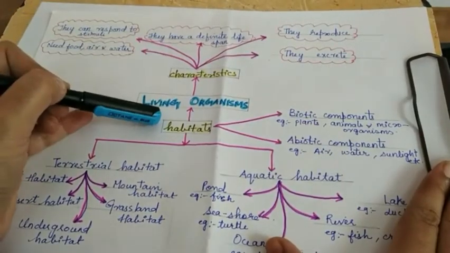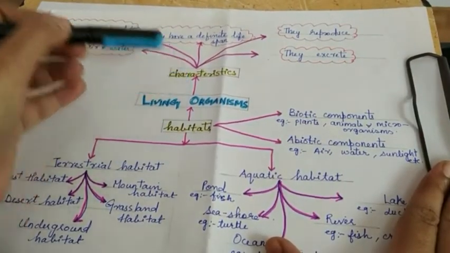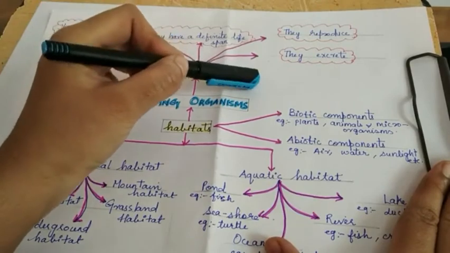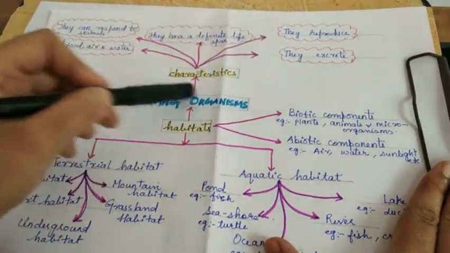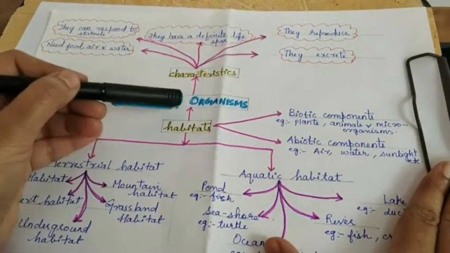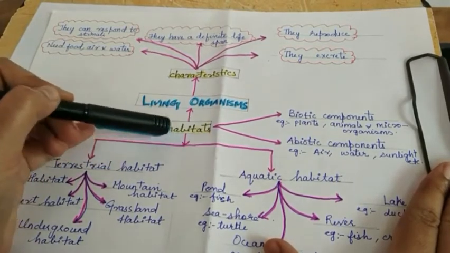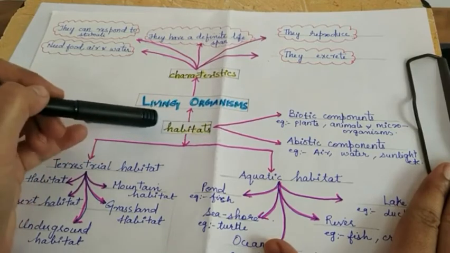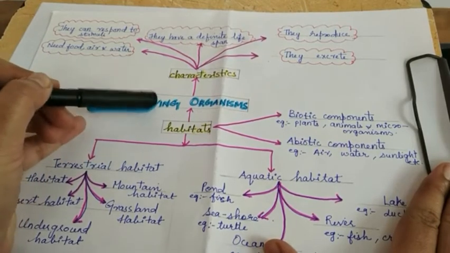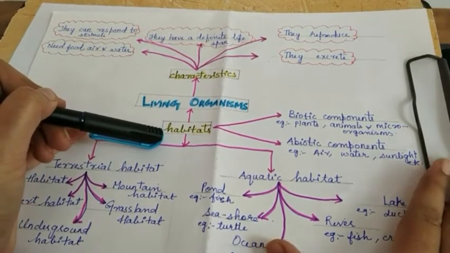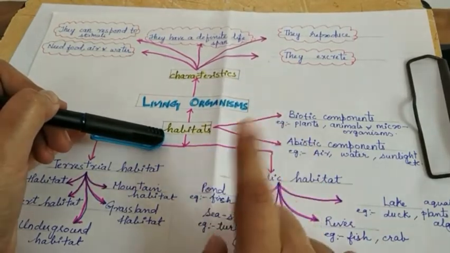I hope the topmost part is clear. That is living organisms and their characteristics, five characteristics. I hope you have understood this much. Now below that is the living organism's habitat. What is a habitat? A place where a living organism lives. That is a habitat. There are two components of all habitats.